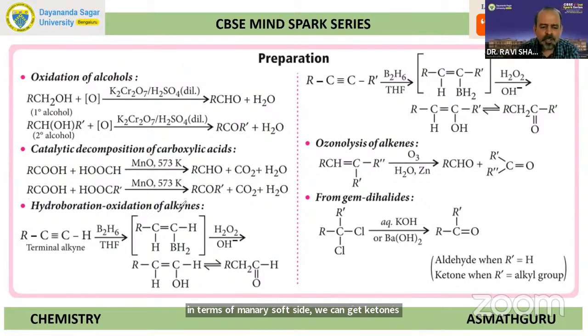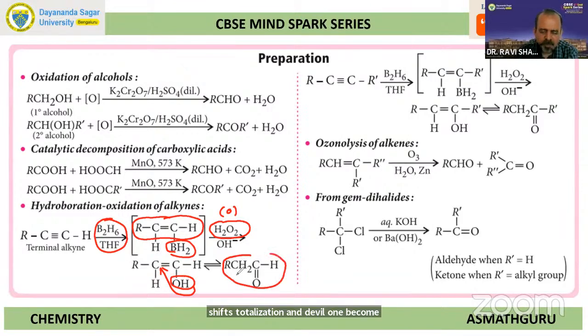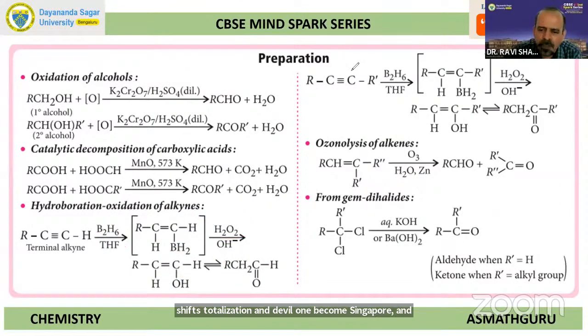What is the other method? From hydroboration and oxidation of alkynes. What is hydroboration? Addition of borane, BH3. So what will happen when we do hydroboration? This borane will attach to the carbon atom having the triple bond. Then we do oxidation using hydrogen peroxide. Wherever the borane is attached, that carbon will carry an OH group. Then the hydrogen will shift, tautomerization, the double bond becomes a single bond, and we end up getting ketones. So we call it hydroboration oxidation of alkynes.